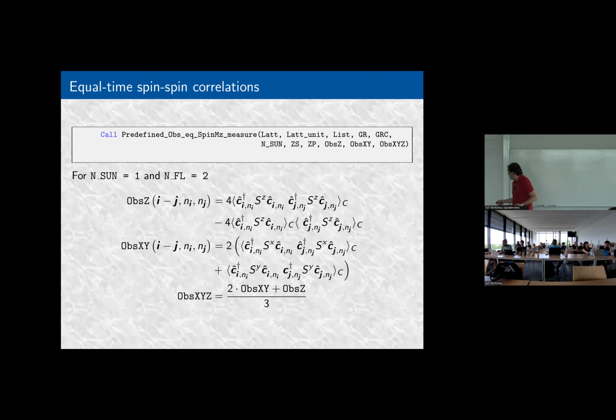In both cases, this is treated by having different flavors, and for example, a single SU(N) flavor. You see here in this example that for N_SUN equal 1 and flavor equal 2, this spin-spin correlation outputs the ZZ component of the spin-spin and the XY component. This routine then returns the ZZ component, the XY component, and the average sum. So in case, this is also useful to have.